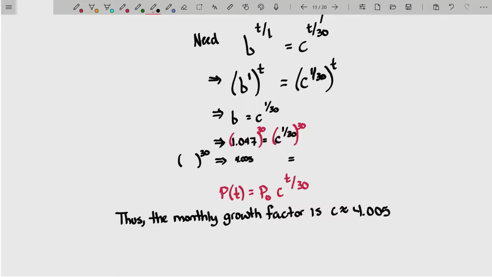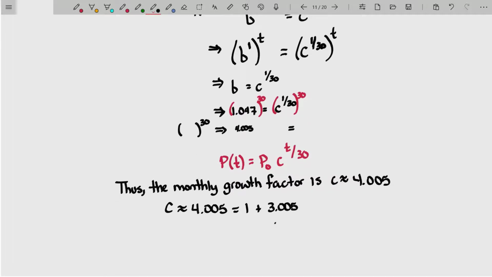And if you want to know the monthly growth rate, well, remember how to write a rate. C, again, is approximately 4.005, and you would write that as 1 plus 3.005. That is 300.5%. That's the monthly growth rate. So monthly, I'll write that in. Monthly growth rate is 300.5%.